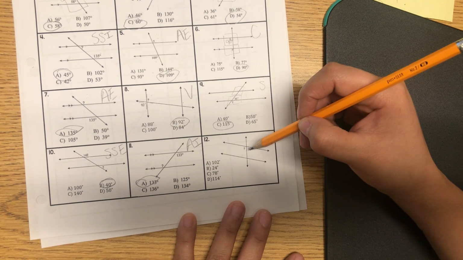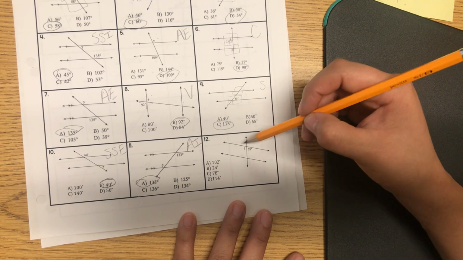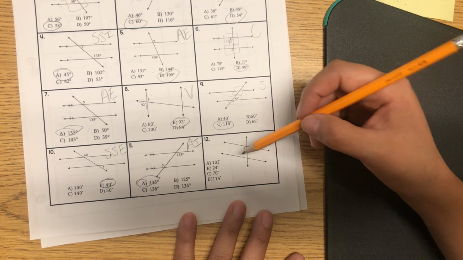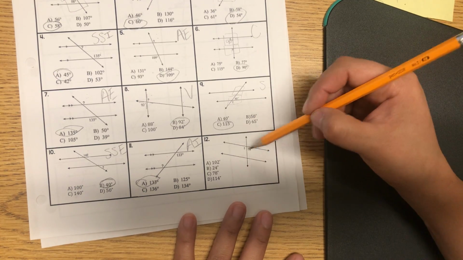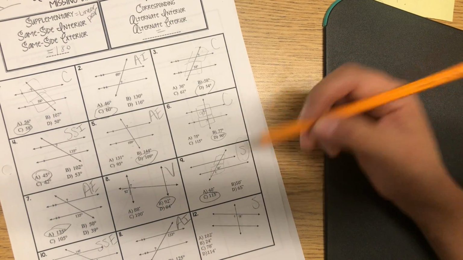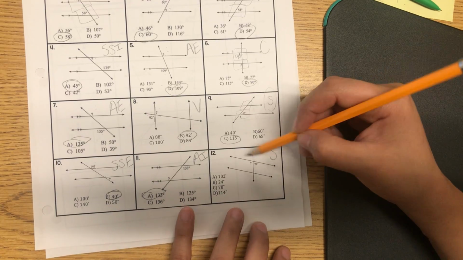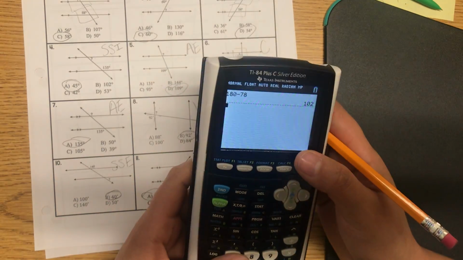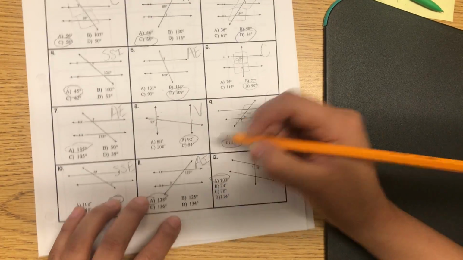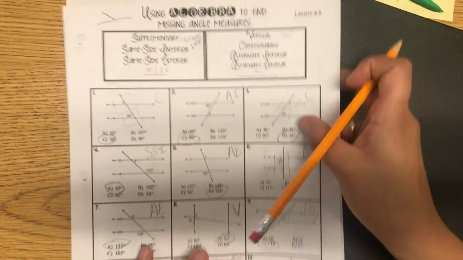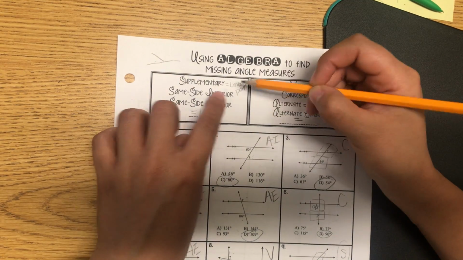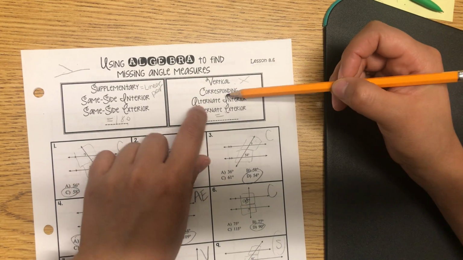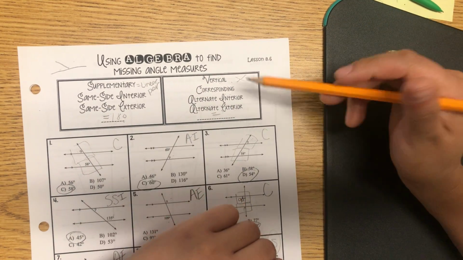Last but not least, number 12. A lot of people want to call them alternate interior because they see they're both inside and they look like they're on opposite sides. But remember, alternate interior doesn't mean they're next to each other. Next to each other is called supplementary or linear pair. So together they make 180. So to find that missing angle, 180 minus 78 is 102. So it all comes down to being able to name it. Remember, if it's supplementary, otherwise known as linear pair, same side interior, same side exterior, it equals 180. If it's vertical, corresponding, alternate interior or alternate exterior, they're equal to each other.